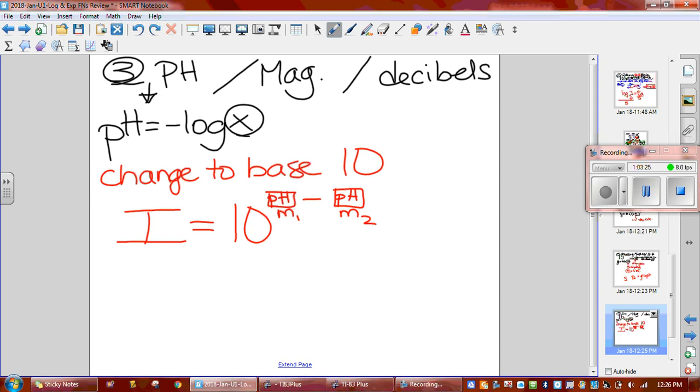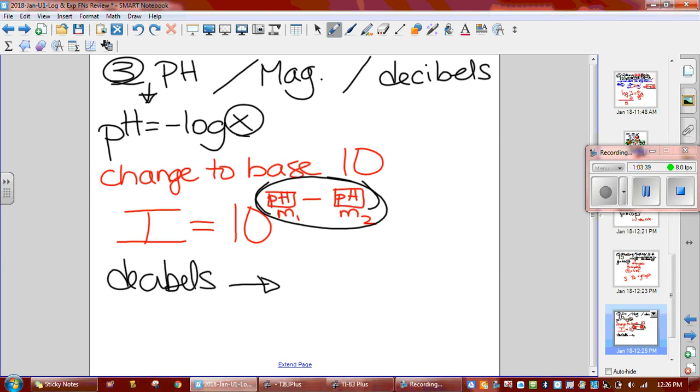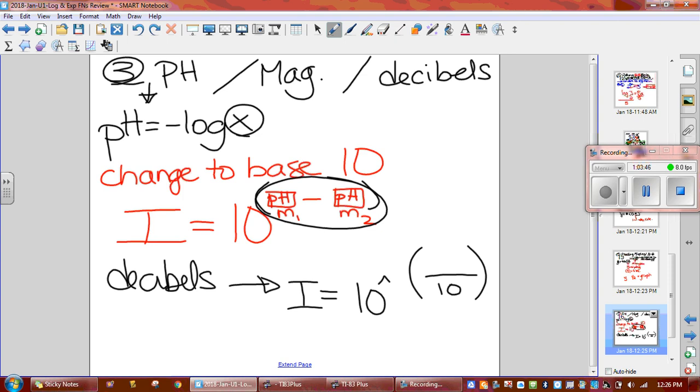Now, if it was decibels, the only thing that's different with decibels is this part. It is considered a fraction, so you'd have to put it in a bracket. Sorry, there's more than one item as your exponent. Now, if it's decibels, they're going to say intensity equals 10 exponent, and the exponent is going to be divided by 10. So it's going to be decibel 1 minus decibel 2, and then all divided by 10. So again, we have to remember that if your exponent has more than one item, you must put it in brackets.